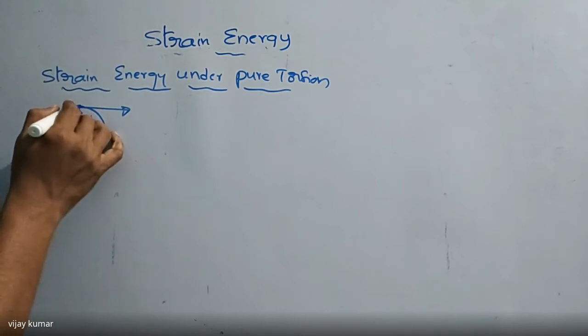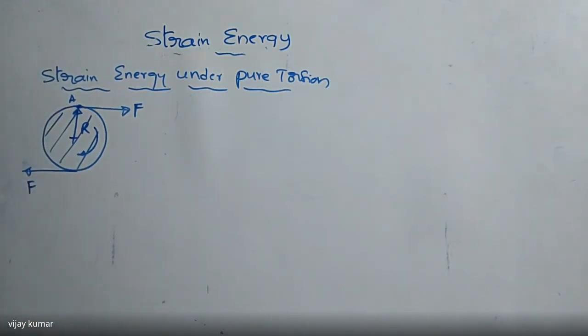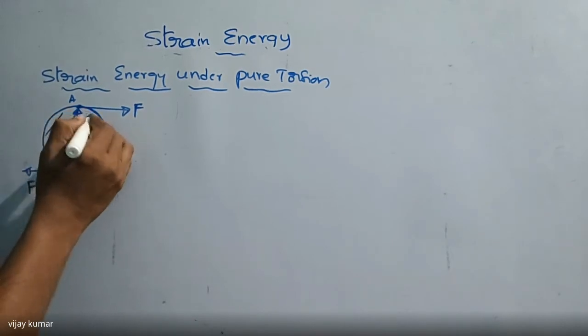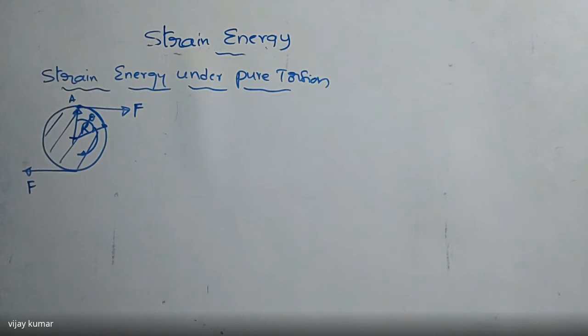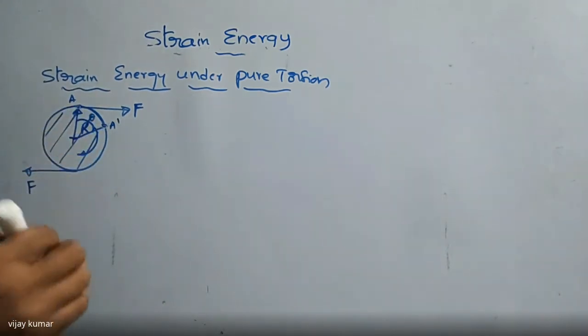So here, this is the point A before application of this force P, the twisting force. After application of this force, this point will displace from this point to this point. This is nothing but angular displacement theta, the displacement of the point A to A dash. So strain energy means when this point is displaced, automatically the material is said to be under strain due to the twisting of the material.